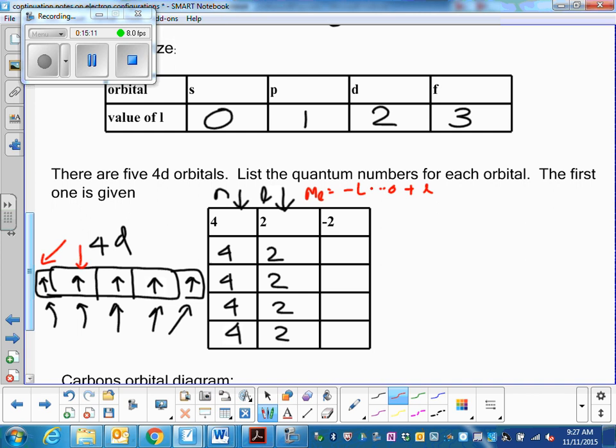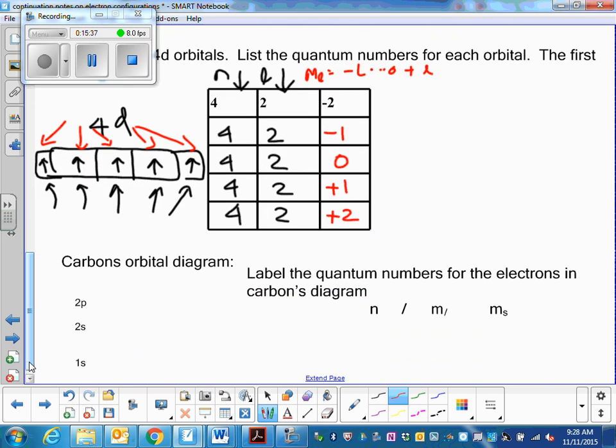Meaning, what is each of these orbitals? Minus 2, minus 1, 0, plus 1, plus 2. They are in different directions. Do you see that? Their orientation is different for each of these electrons. Do you understand it?